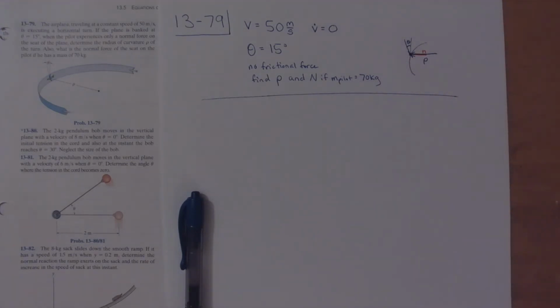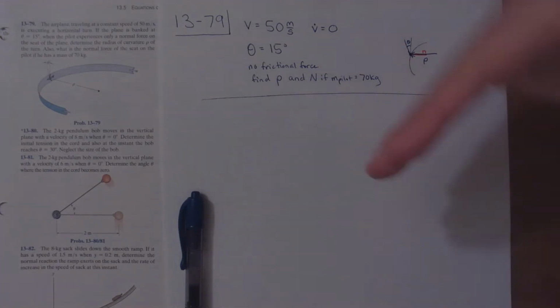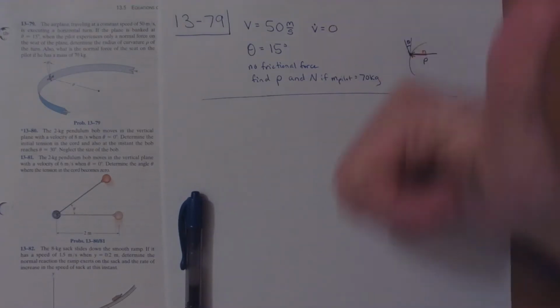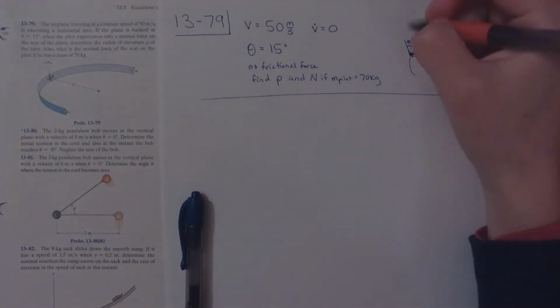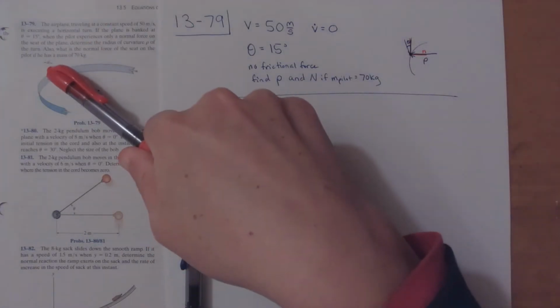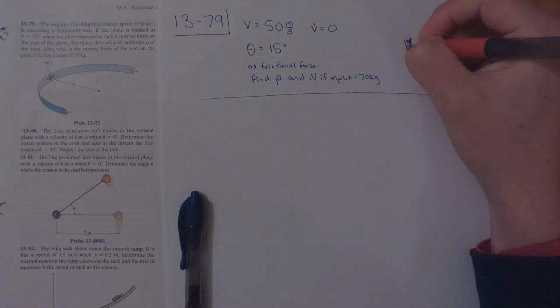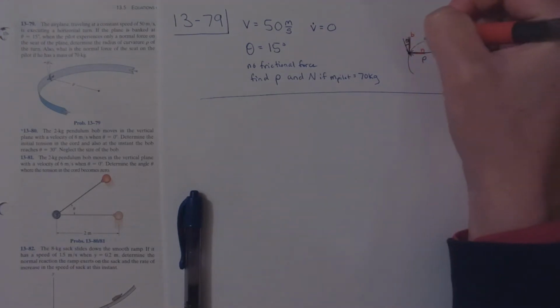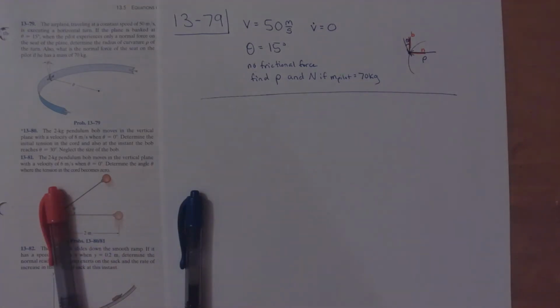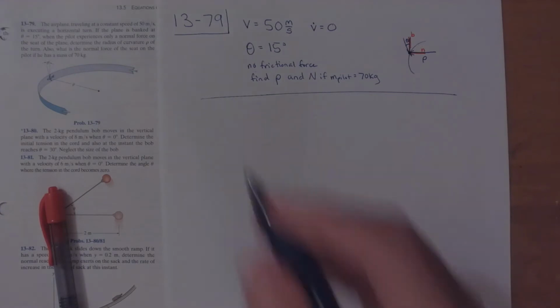And then the tangential direction, which is this way, crossed with the normal direction gives you the binormal direction. So the binormal direction is pointing straight up along that vertical line. But the plane is banked at an angle of 15 degrees, so the plane's like that. So this is the binormal direction. So this is kind of an interesting problem because we have a component of the normal force in the binormal direction rather than all of the normal force in the binormal direction.